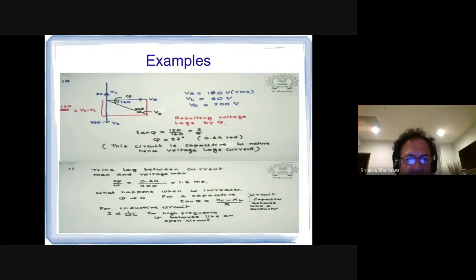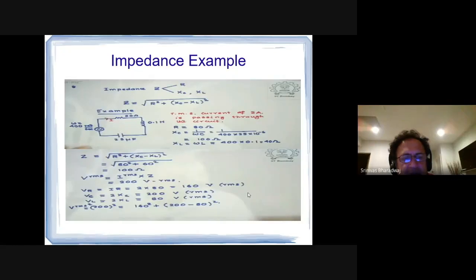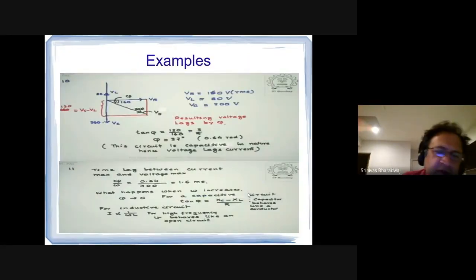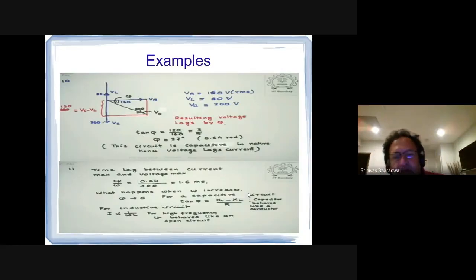So you already know, in this case, because it's 400 radians per second, you write that omega equals 400, and omega equals 2 pi f. Then from that you derive the difference between the max current and the max voltage. Okay, so I will come back to this question next time.